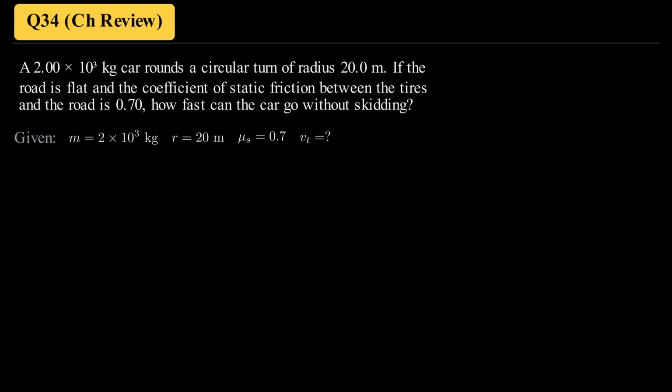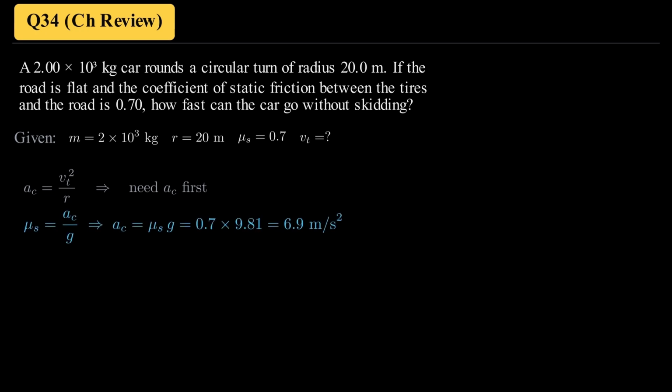So Vt is equal to what? Now, you know how to find Vt. AC is equal to Vt squared divided by r. We are trying to find Vt, but to find Vt, we have to have AC, which is centripetal acceleration. How can we find it? You can use the mu s equation to find AC. So mu s is equal to AC divided by g. You are trying to find AC, so AC is going to be mu s multiplied by g. Mu s is 0.7 times gravity 9.81. That is 6.9 meters per second squared.